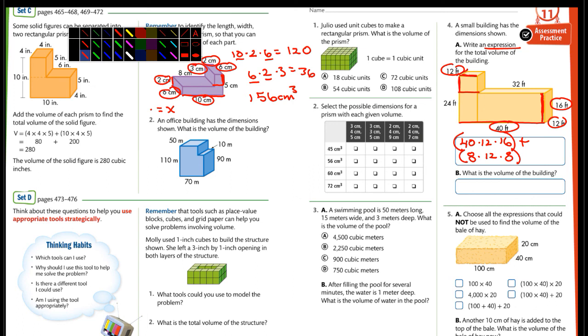So because if this is 32, that means this little bit left here, if the whole length is 40 and this is 32, what's left would be 8. So there's your expression. And then what's the volume of the building? Well, you'll have to figure that out. Whatever it is, it's going to be feet cubed.